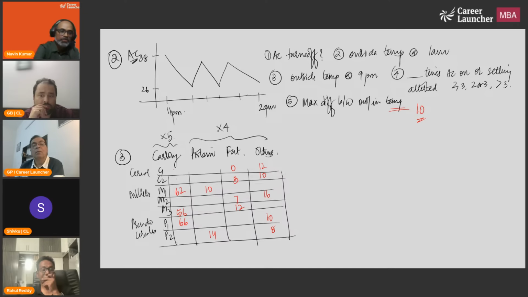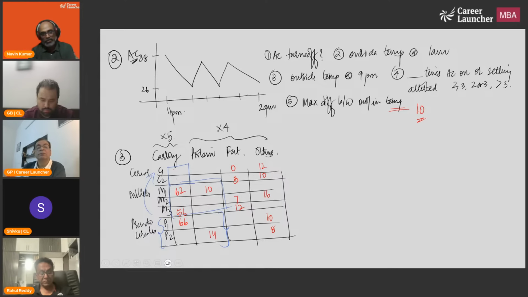The conditions given were that P1 and P2 carbohydrate and protein were larger than millets के, and cereals के C1 and C2 were larger than P1 and P2 का cereal. These two conditions were given, and multiple of 5 and multiple of 4 non-zero multiples. This table did not have cases. There were direct, straightforward values, सीधे उसमें आ जा रहे थे.